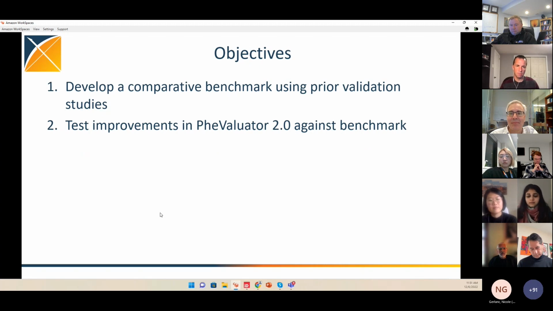So our objectives for this study were to do two things. One was to create a comparative benchmark using prior validation studies. And second, to test the improvements in PheValuator 2.0 against that benchmark.